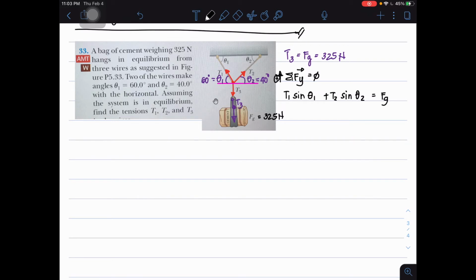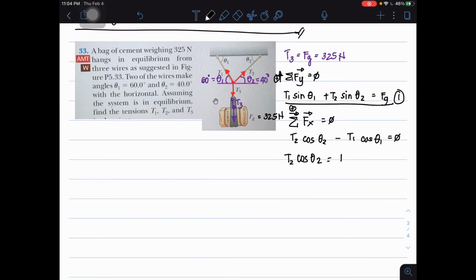Okay, and this is our equation number 1. Summation of forces on the horizontal axis, assuming forces to the positive x-axis are positive, is equal to 0. So we have the cosine theta 2, the x component of T2, minus the x component of T1 is equal to 0, because those are the only forces on the horizontal axis. Therefore, T2 cosine theta 2 is equal to T1 cosine theta 1. And this is our second equation.